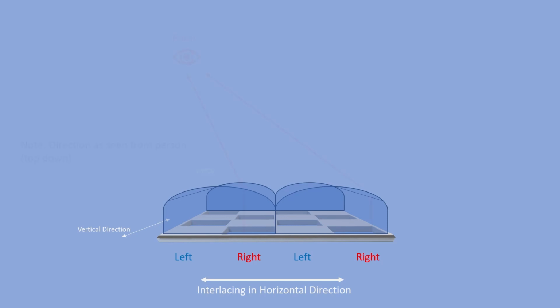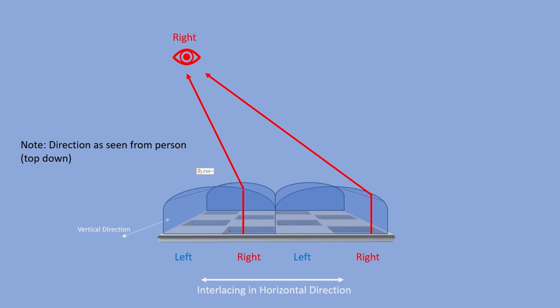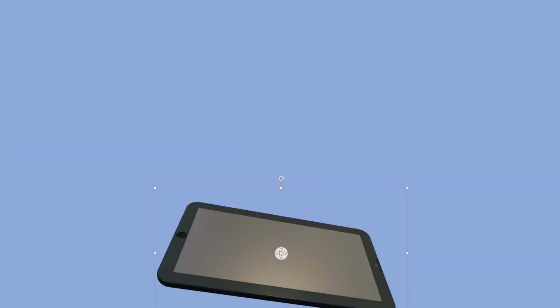Interestingly, the left row ends up in the right eye and the right row ends up in the left eye. This is interesting not particularly for this display. It is actually normal lenticular behavior. Now let's zoom out to the tablet level.